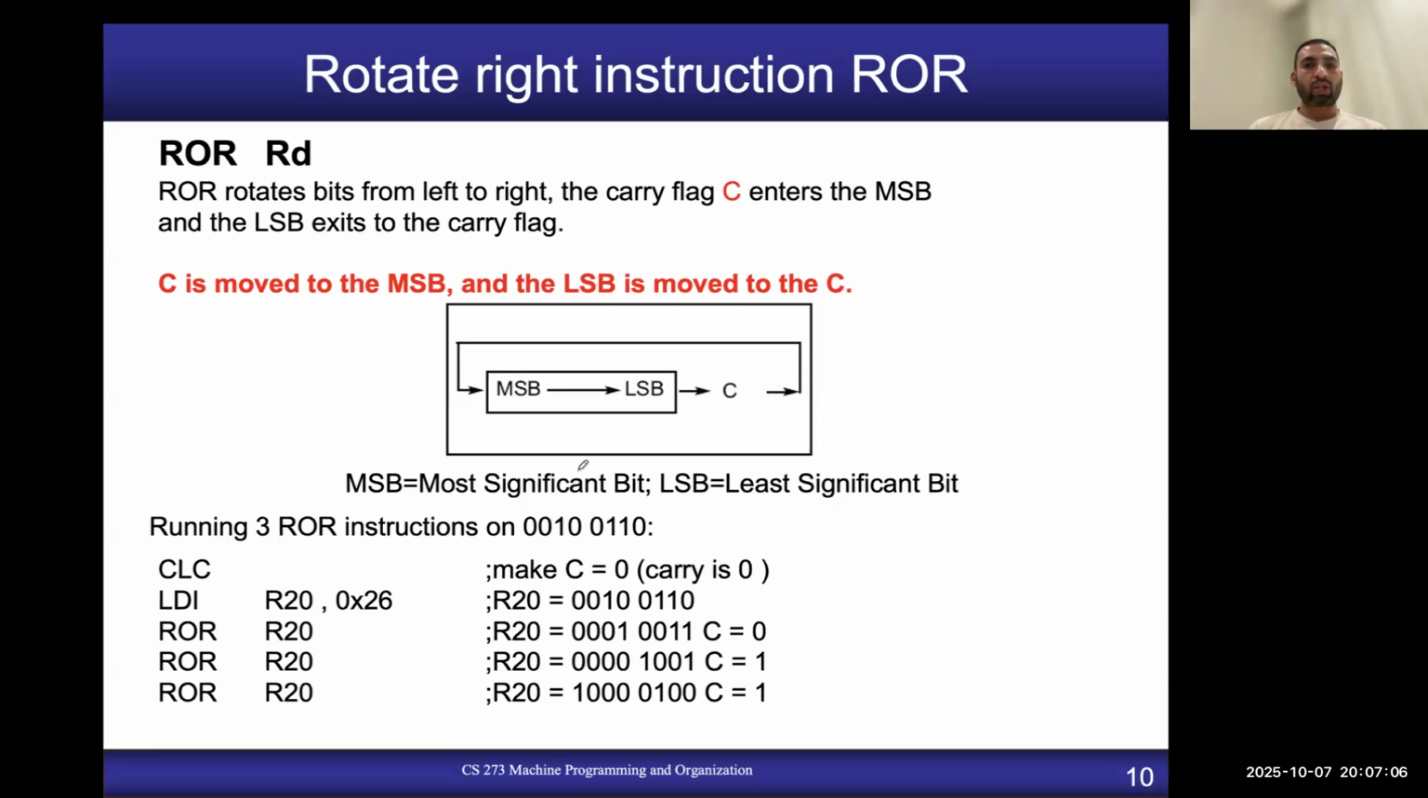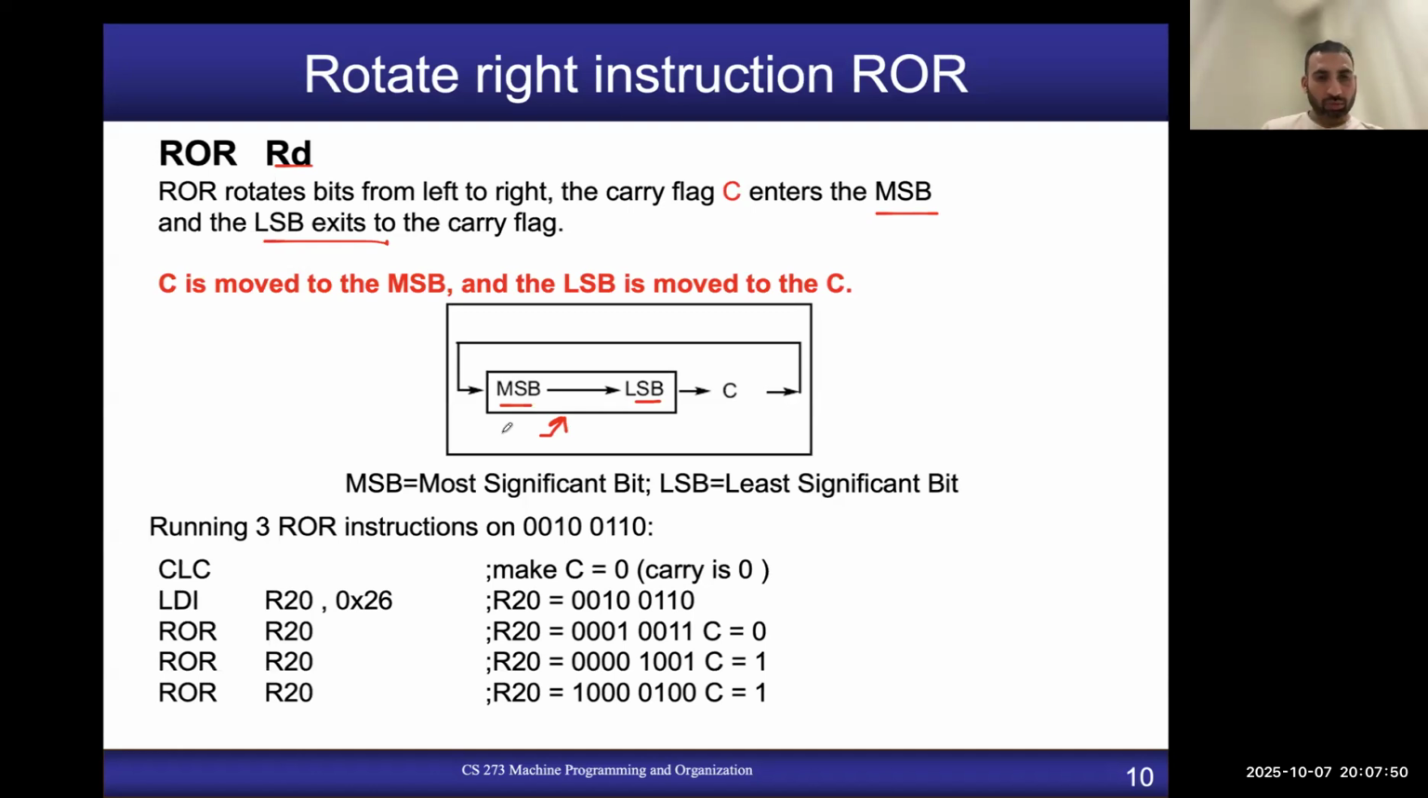So the rotate on right instruction rotates the bits from left to right through the carry flag. What happens is that the carry flag enters the most significant bit of the register which you are specifying here, and the LSB exits to the carry flag. So here is a visual understanding of what is happening. If you have this register on which you want to perform the rotate on right instruction, the least significant bit, which is the bit at index 0, will be placed into the carry, and the value of the carry, which it was before the rotate operation, will be moved into the most significant bit position of the register, which is the bit at index 7, right?